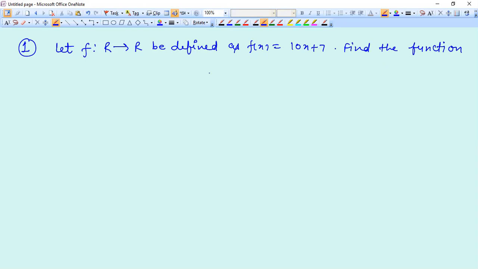Now we find the function, another mapping g, such that R to R, such that the composite function g of f is equal to the composite function f of g is equal to I_R, the identity of real numbers, which is equal to 1_R also. Now let's start solving this question.